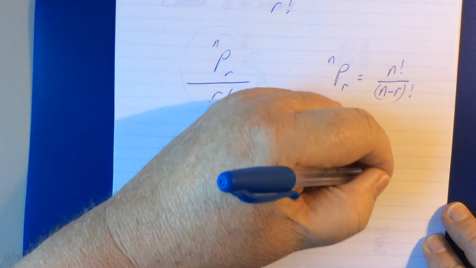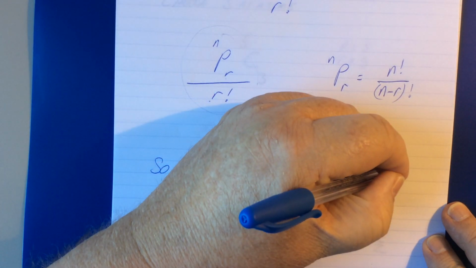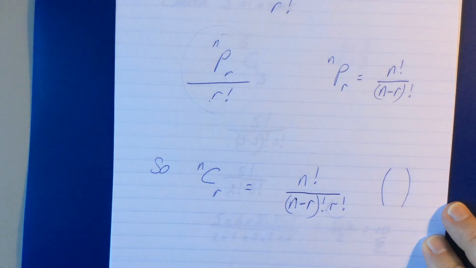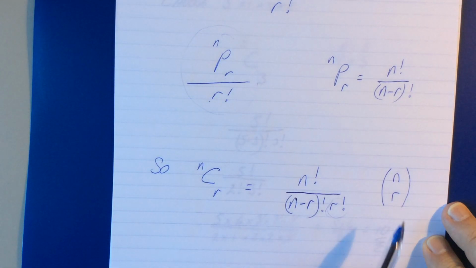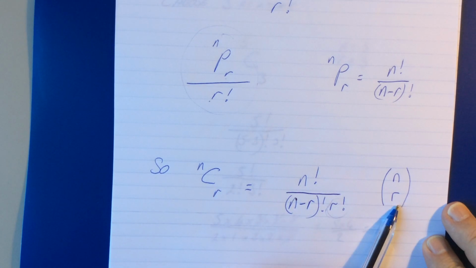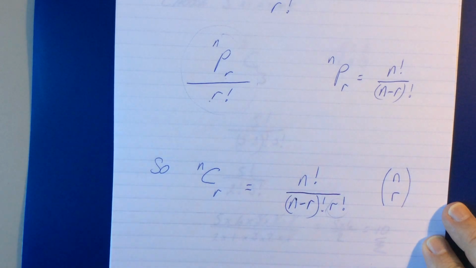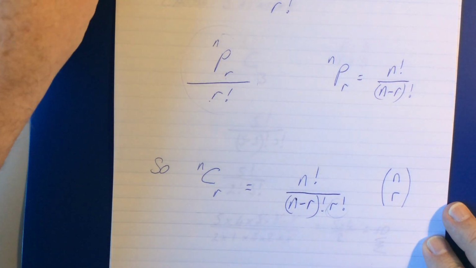And for those of you who have had a look at binomial theorem or other elements of probability, this can be written like this, and you will have seen this in binomial theorem. But that's not something that we specifically touch on today.